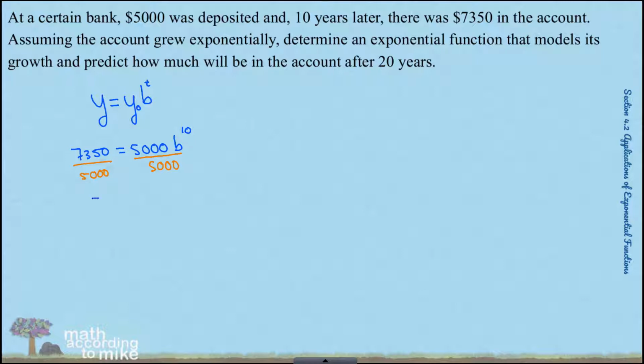Now, $73.50 over 5,000 totally reduces. However, we're going to end up putting this entire thing in the calculator, so don't bother putting this in the calculator to see how it reduces. Leave it alone. Now we have to get rid of the 10th power. How do you get rid of the 10th power? Good job. You take the 10th root of both sides.